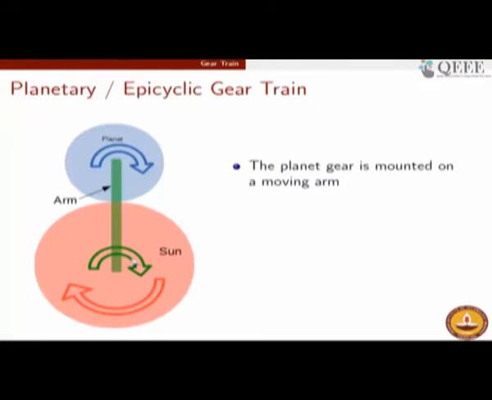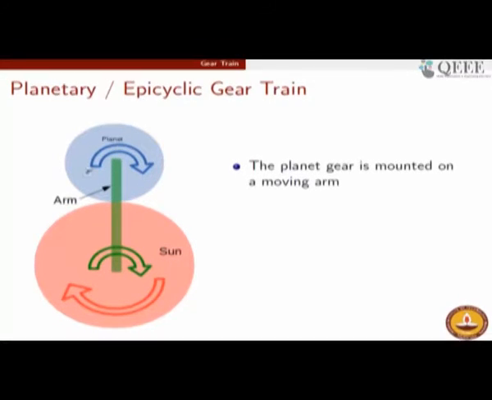Now we will look at the situation where, let's say, the sun gear rotates on a fixed shaft, but the planet gear is mounted on an arm or a carrier, and the arm itself will rotate. As a result, the planet will roll without slipping on top of the sun. That's something similar to the motion that we observe in the planetary systems. The earth rotates as well as revolves around the sun.